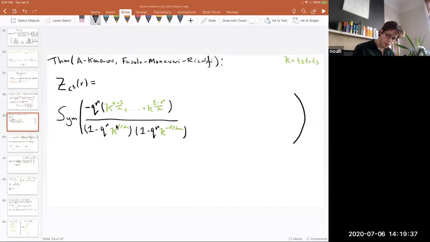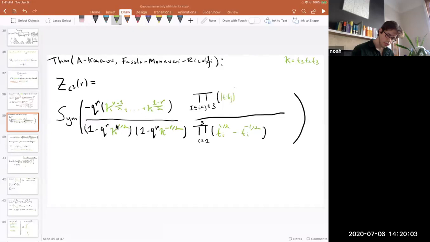And then there'll be some term that won't depend on R at all. Okay, so this is some expression. It's a big expression, but it's not so bad. So first of all, this piece here, the second piece in the product, this is just the same expression. So this is the contribution again of the Hilbert scheme of one point on C3.